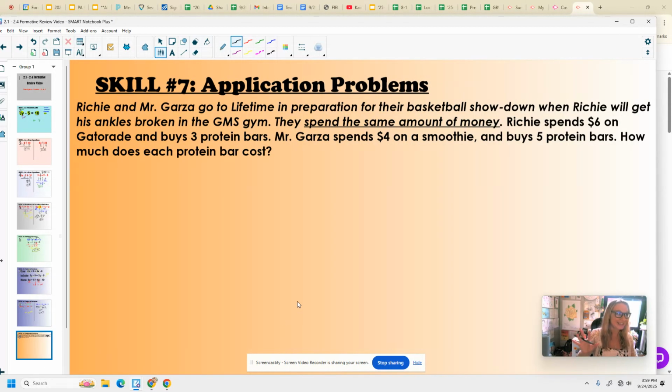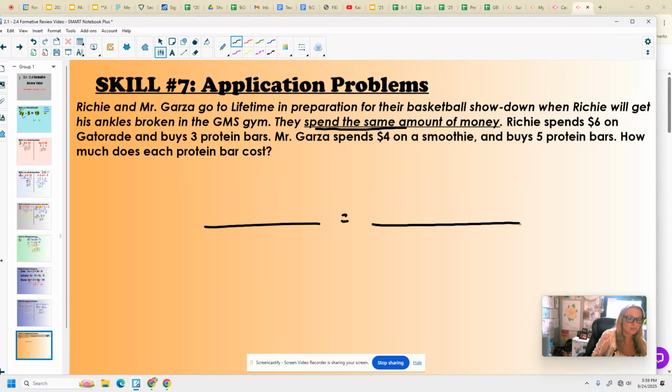Last one is solving application problems with word problems, okay? It says Richie and Mr. Garza go to Lifetime in preparation for their basketball showdown when Richie will get his ankles broken in the GMS gym. They spend the same amount of money. My friends, when it says that they spent the same amount of money, you need to set up an equation with each person having their own side. So this will be Richie's side. This will be Mr. Garza's side.